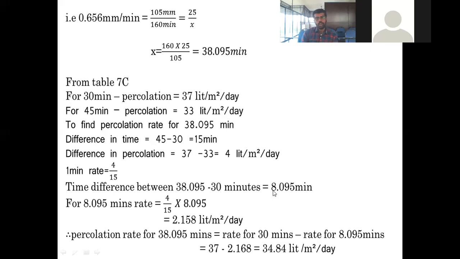So 34.84 liters per meter square per day is the percolation rate for our problem. We got the percolation rate. Now we are going to find the size of the soak pit.